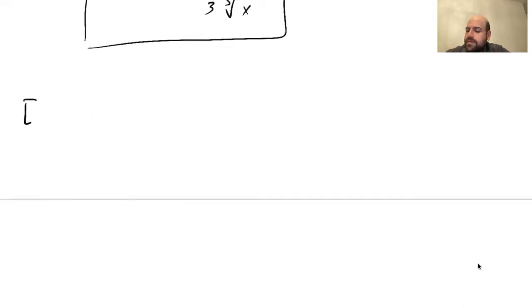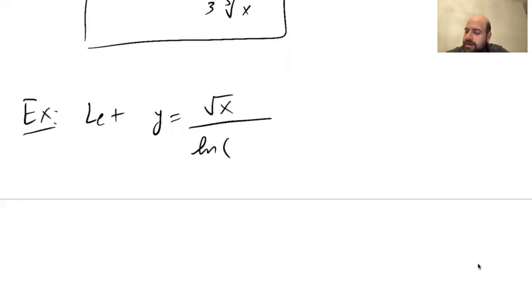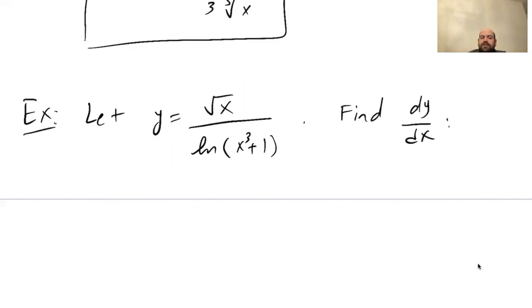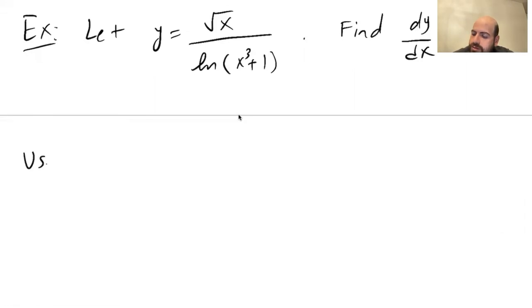And another example, let's say let y equals root x divided by ln of x cubed plus 1. Find dy/dx. So here y is of the form of a fraction. Whenever we have a fraction, we have to use the quotient rule. So use the quotient rule.